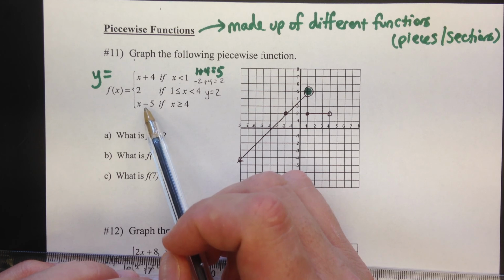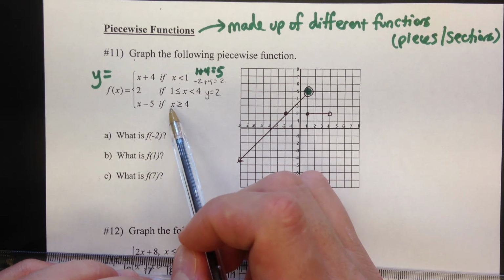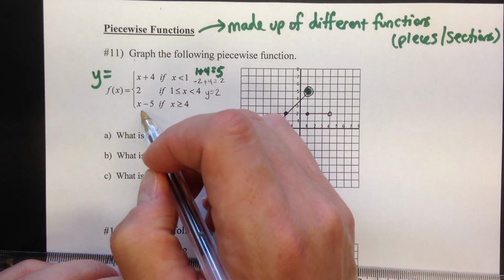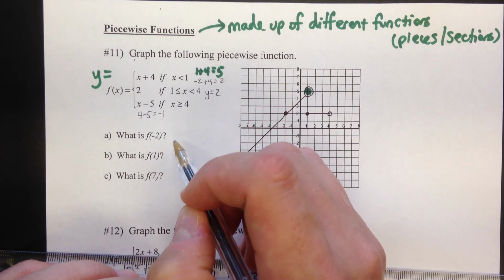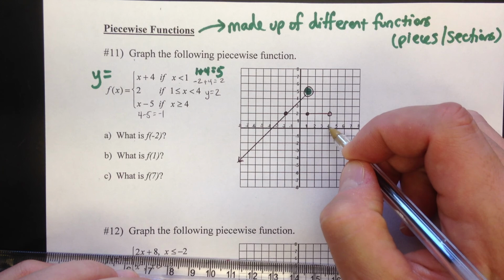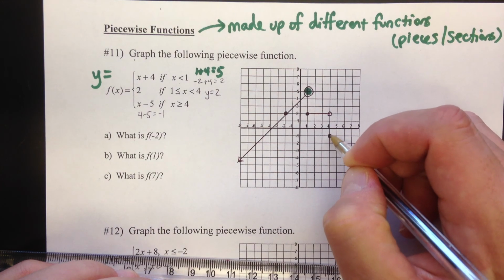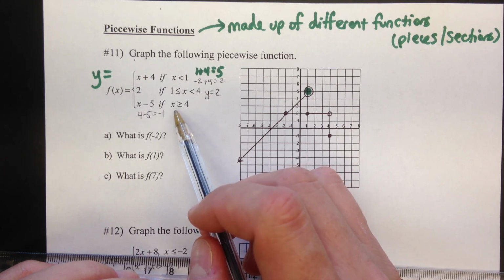Now the last piece of this piecewise function is f of x equals x minus 5, or y equals x minus 5, if x is greater than or equal to 4. So let's first of all plug 4 in for x. 4 minus 5 is negative 1. So when x is 4, y equals negative 1. So let's go 4, negative 1. There's a point. And I'm going to close that because greater than or equal to.